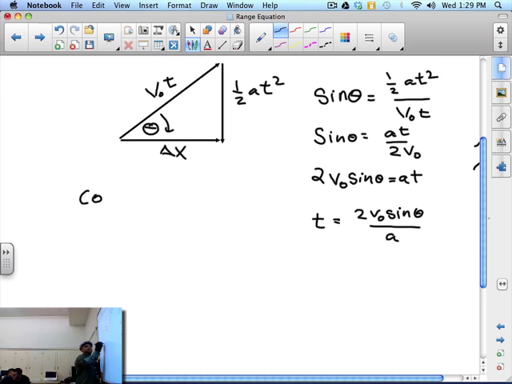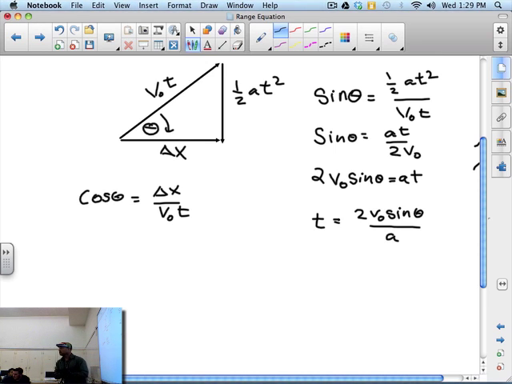So cosine theta. Thanks for volunteering. Tell me what cosine theta will be. Beautiful. Nice work. And since we want the range, why don't I just solve for delta x?